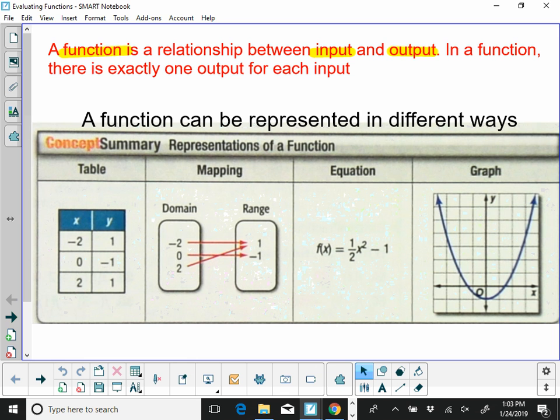But as long as you know that, it's fine with me either way. So there are several different ways that we can do functions. The first one is a table. Whenever we do tables, the calculator will show you tables. You will see a lot of tables on your EOC. The second one is a mapping.